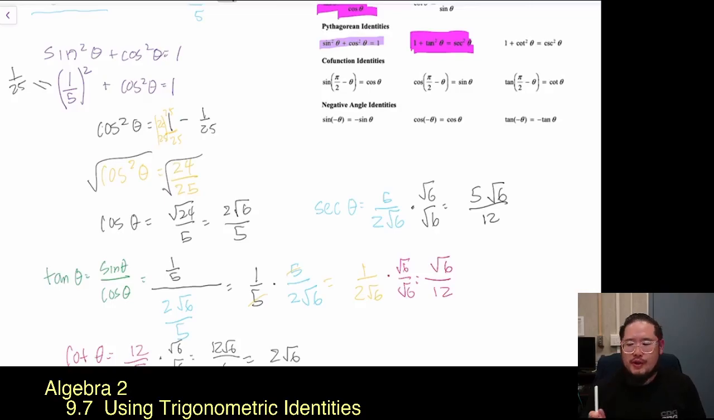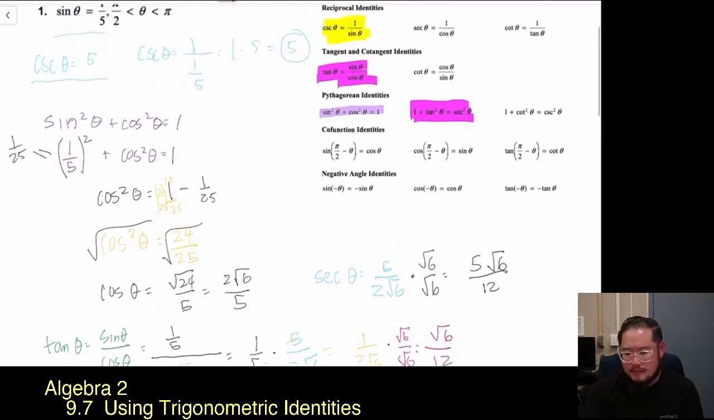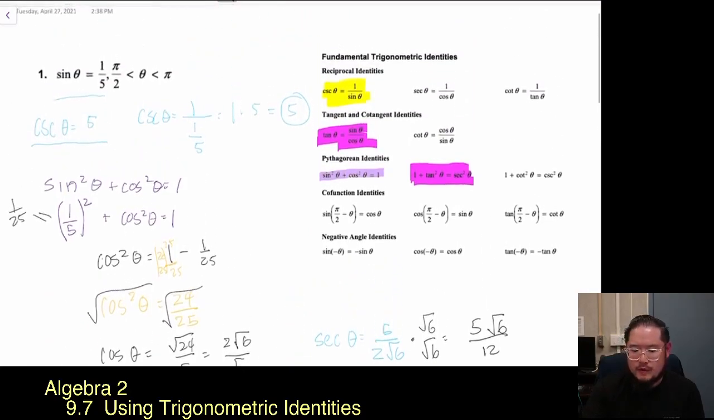But there's one more thing. We're not done yet. Remember in the problem up here, we've got these restrictions. They have this right here. And it's there for a reason. Okay? It says that theta is less than pi, but it's greater than pi over 2. Well, what does all that mean?